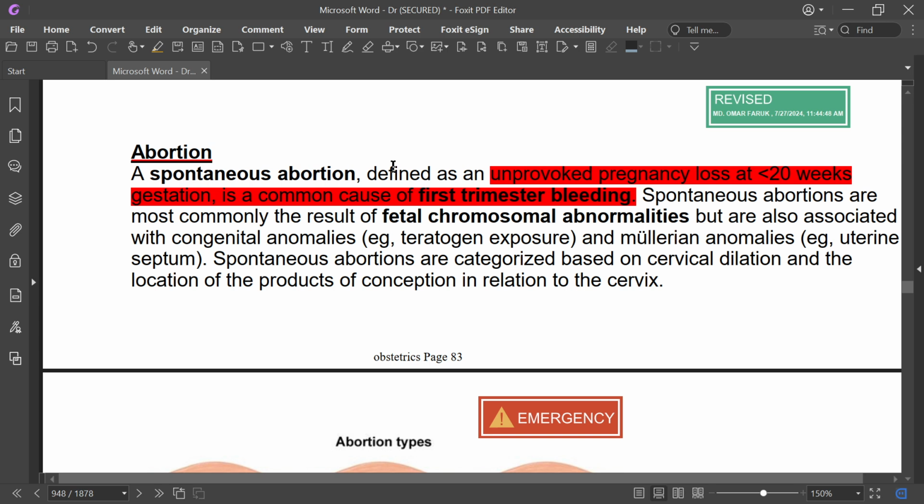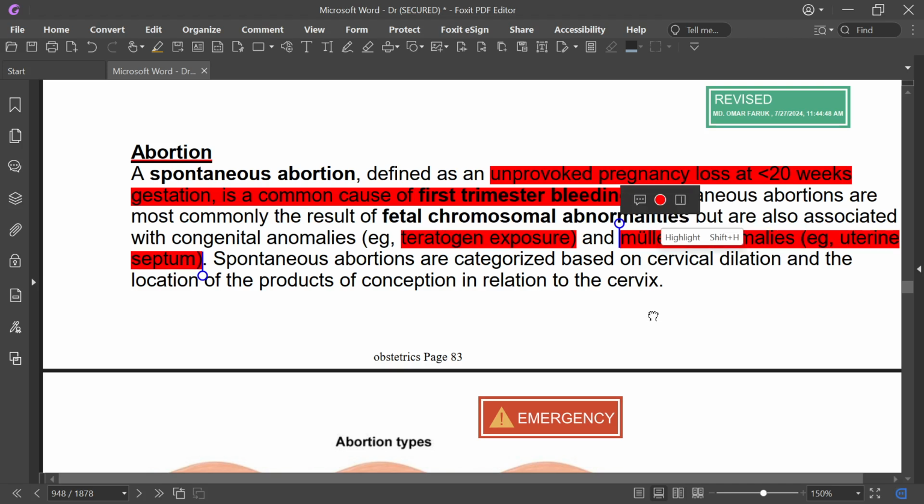Spontaneous abortions are most commonly the result of fetal chromosomal abnormality, but are also associated with congenital anomalies, teratogen exposure, and uterine Mullerian anomalies. Spontaneous abortions are categorized based on cervical dilatation and the location of the products of conception in relation to the cervix.